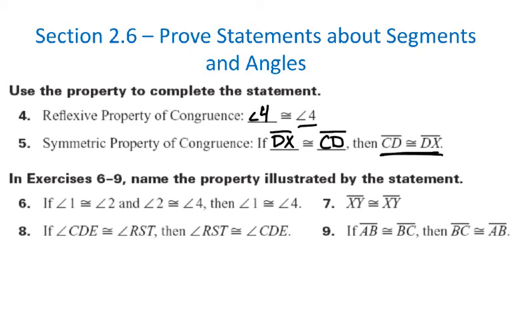Exercise 6 through 9 says name the property illustrated by the statement. Okay. So if angle 1 is congruent to angle 2 and angle 2 is congruent to angle 4, then angle 1 is congruent to angle 4. Remember, we're cutting out the middleman here. So that is the transitive property.